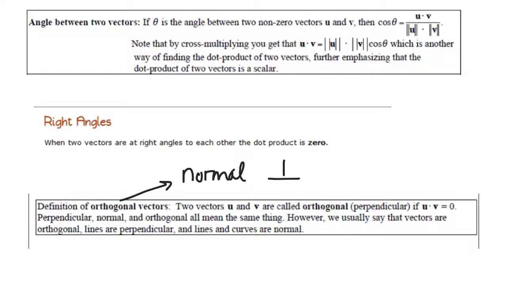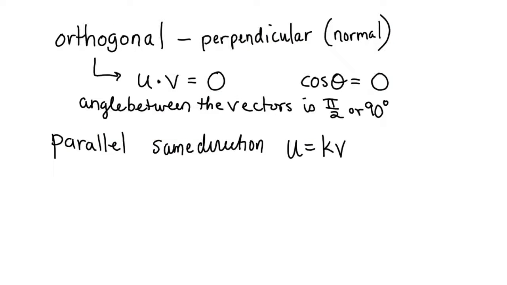Okay? So when we say vectors are orthogonal, lines are perpendicular, and lines and curves are normal. So that's an important distinction. Vectors are orthogonal, lines are normal. I wrote this again up here. I'm not exactly sure why I did that, but bear with me. Talking about orthogonal means that they're perpendicular.